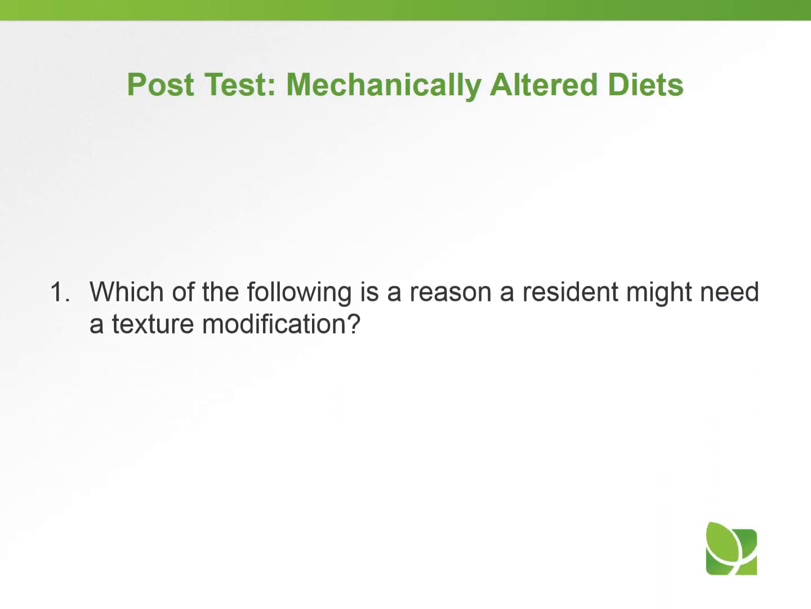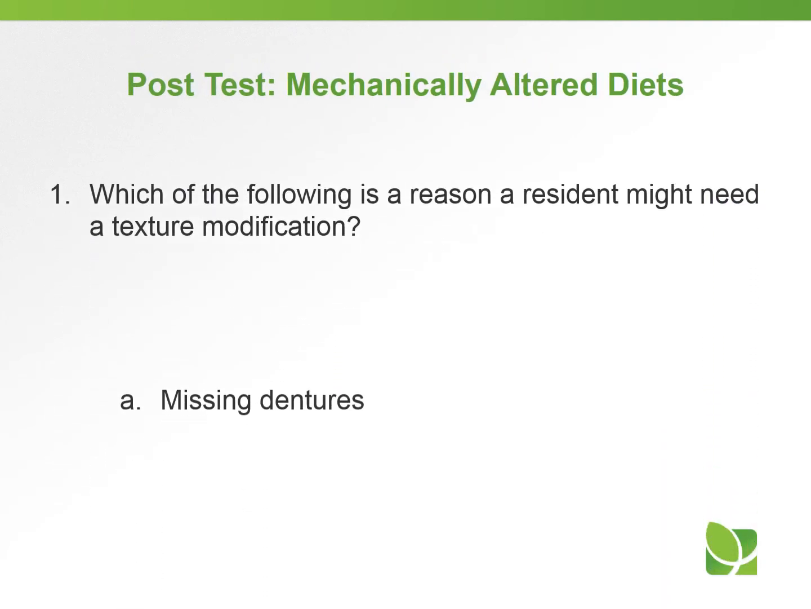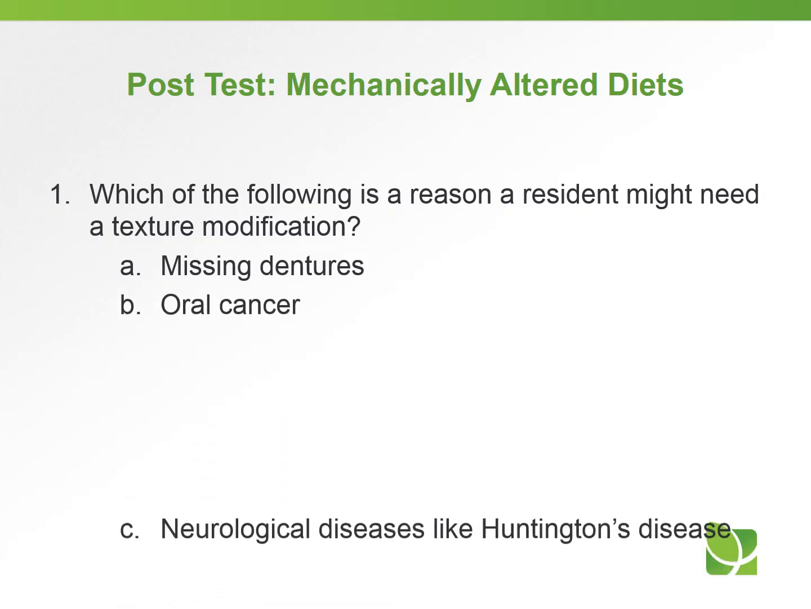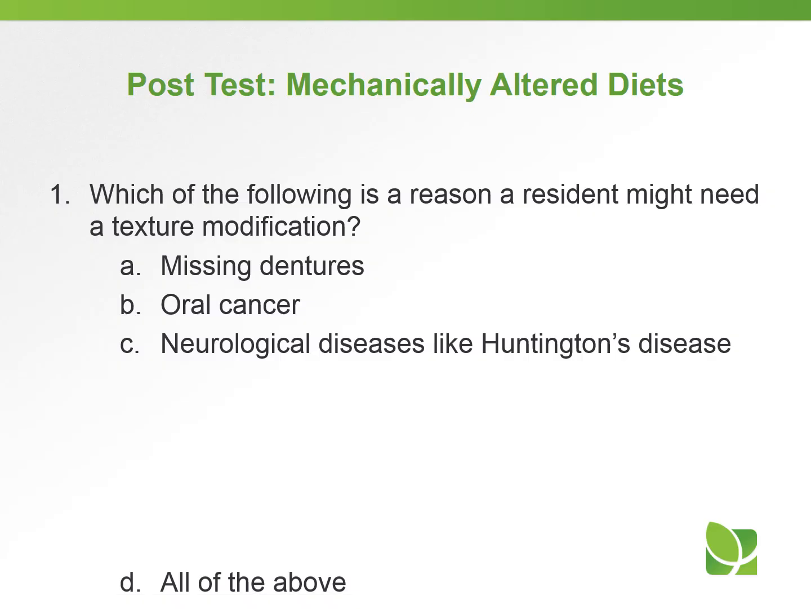Let's take a short quiz. Question number 1, which of the following is a reason a resident might need a texture modification? A, missing dentures, B, oral cancer, C, neurological disease like Huntington's disease, or D, all of the above?